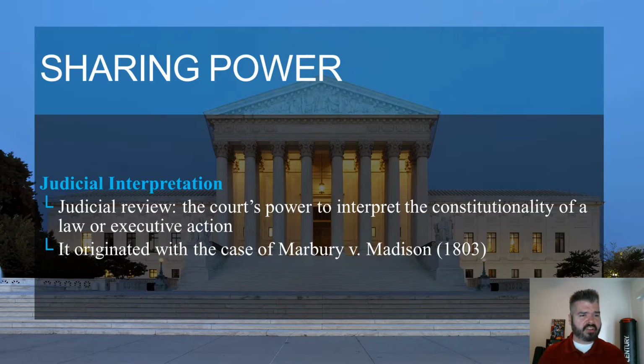Judicial review originated with the case Marbury v. Madison of 1803. We're going to dive into that case later in the semester, so don't worry about that right now. Just note here that judicial review is the court's power to interpret the Constitution.